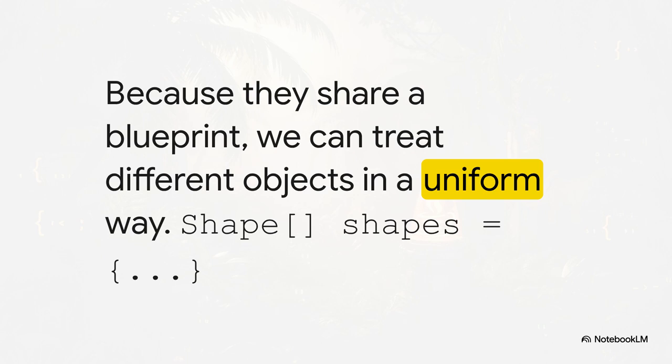Now, because all these different classes share the same shape blueprint, we get to unlock one of the coolest features in programming: polymorphism. What this means is we can do something amazing. We can create a single list that holds shape objects, but we can fill it with all sorts of different actual objects. A circle, a rectangle, a triangle. They're all different, but our code can treat them all as if they're just shapes.